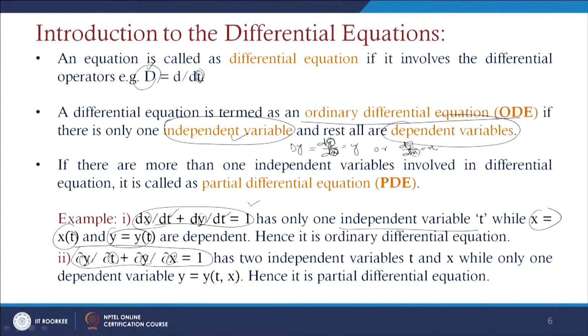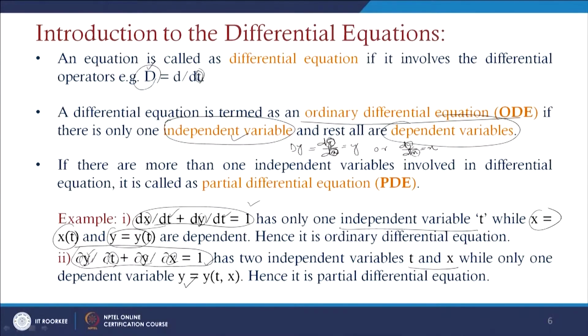So, similarly, here also in the partial differential equation, if you just see here, del y by del t plus del y by del x equals 1 has two independent variables, t and x, while only one dependent variable y, which will change with respect to t and also with respect to x. Since t and x are independent variables, they will not change, but y will change with respect to t, and also y will change with respect to x. So, that is why we are writing only one dependent variable y, which depends on both t and x. Hence, it is a partial differential equation.